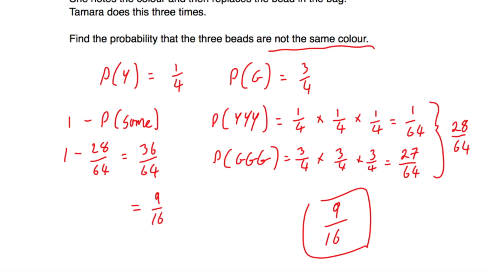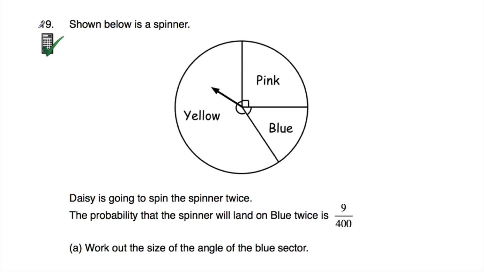Okay, let's have a look at our next question, question number 19. So question number 19 says, shown below is a spinner.